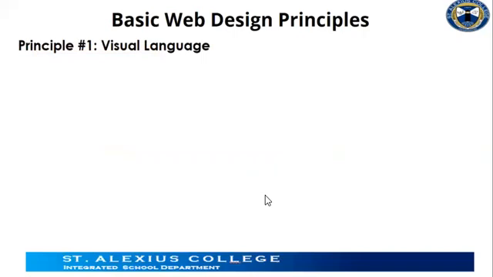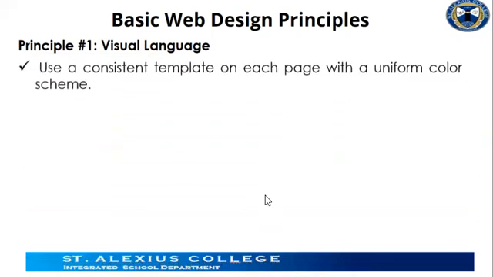So first, under the basic web design principles, we have the visual language. So visual language, it is used as a consistent template on each page with a uniform color scheme. Okay, so like for example, we're going to create our own web page, no, or we are going to design our own web page. Of course, it is very important for us to use, no, a uniform color scheme or a consistent template in order for it to be more presentable and maganda siyang tignan sa mata.